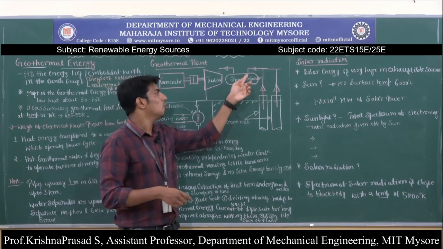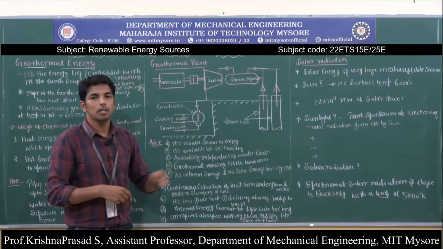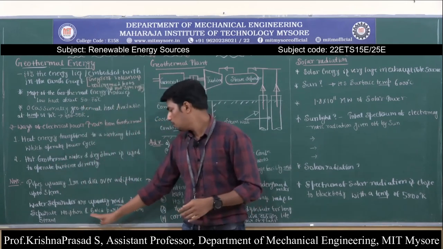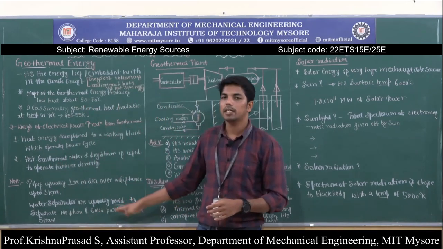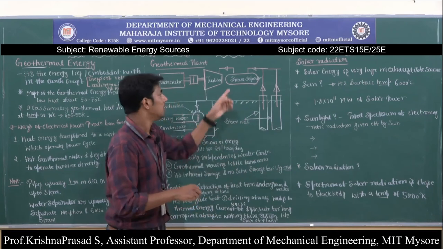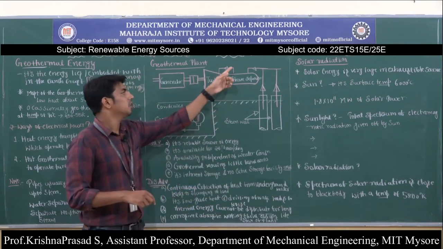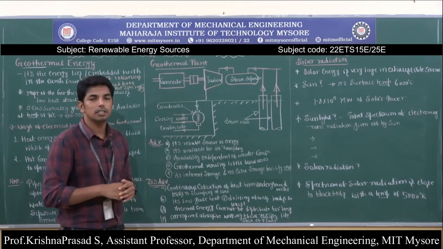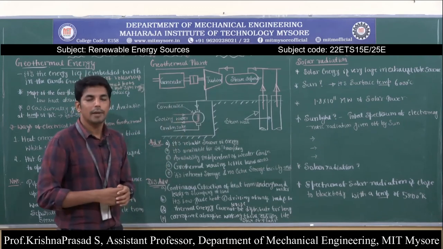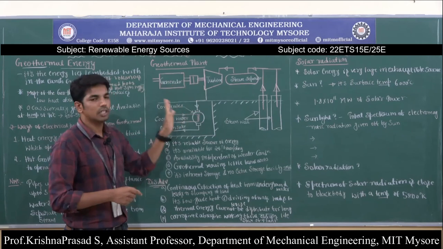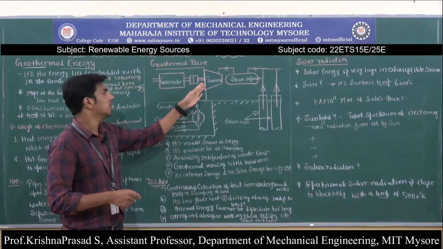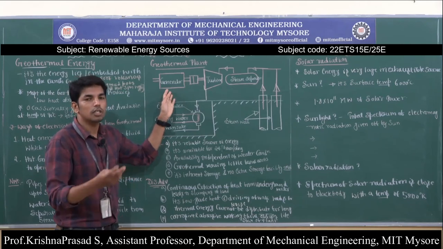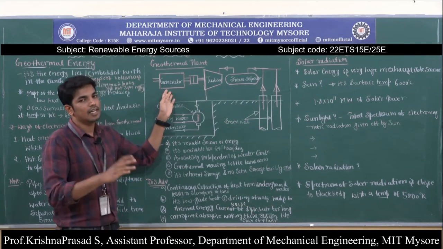Then it is made to flow over the steam separator. In the steam separator, we remove the moisture as well as the solid particles present in the steam. Then the steam is made to flow over the turbine. In the turbine, the heat energy of the steam is converted into mechanical energy in the form of rotation of the shaft. Then this turbine is connected to the electrical generator, which drives the generator in order to convert the mechanical energy into electrical energy.